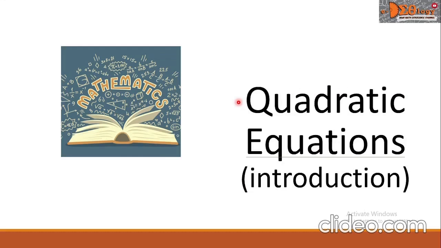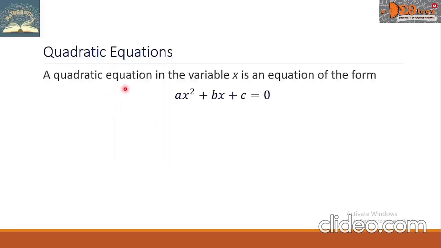Hi everyone. Today we're going to study Introduction to Quadratic Equations. A quadratic equation in the variable x is an equation of the form ax squared plus bx plus c equals 0, where a, b, and c are real numbers, and a, which is the coefficient of x squared, is not equal to 0.